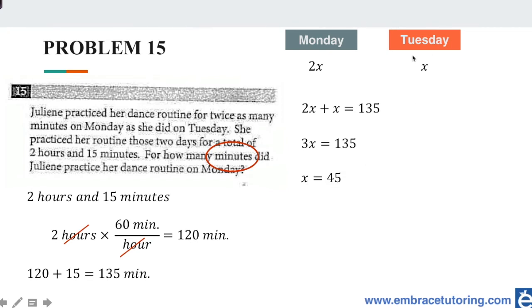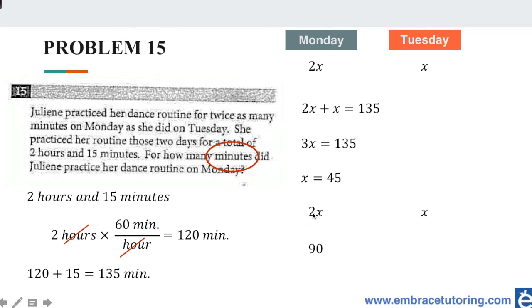But I want to break these up again just to make sure that I don't answer something incorrectly. It says, for how many minutes did Julian practice her dance routine on Monday? So I'm really solving for 2x. So when I plug this in for Monday, I would then get 90 minutes.